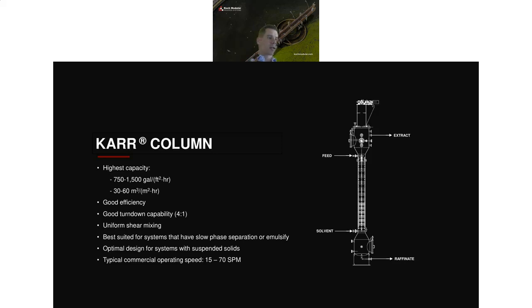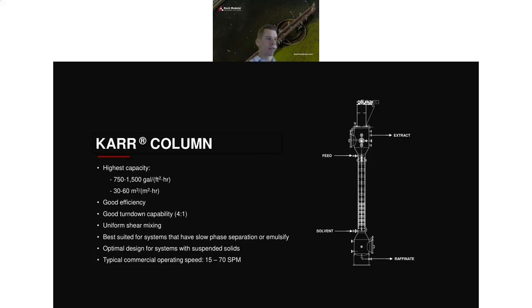Next, quickly, I want to talk about the KARR column. This is the other proprietary extraction column technology that we provide. The principle of operation here is a reciprocating plate stack. So there is a plate stack within the KARR column with a lot of open area, 55 to 60%, that moves up and down, and that's what creates the dispersion in the column and allows the contact between the two phases. The KARR column is extremely high capacity.